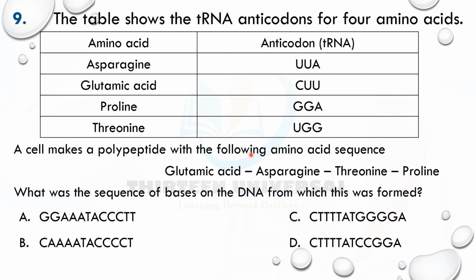Let's go to the next amino acid, asparagine. Asparagine is UUA, that will be TTA. Both of them have TTA. Let's go to the next one, threonine. Threonine is UGG, which is TGG. So this one is TGG and this one is TCC, so this is wrong, right? So this is TGG. So C is the answer.